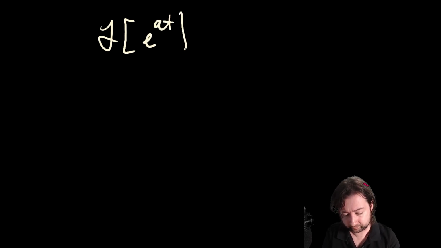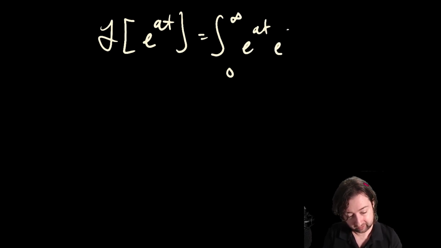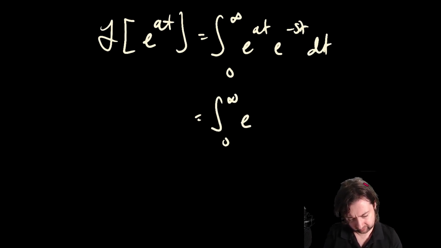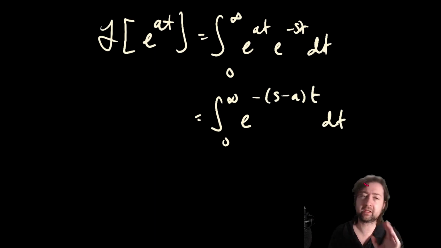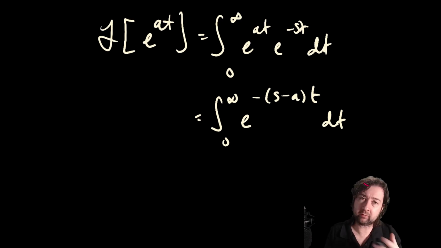One more very common computation is the Laplace transform of e to the at. This is actually really easy because now we're going to have exponentials combining. The integral from 0 to infinity of e to the at times e to the minus st dt is the integral from 0 to infinity of e to the minus (s minus a)t dt. So it's typical to write this in this form, with an explicitly negative exponent, because that's going to tell me something about what the sign of s minus a has to be.